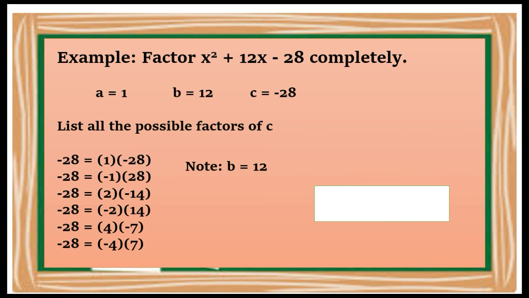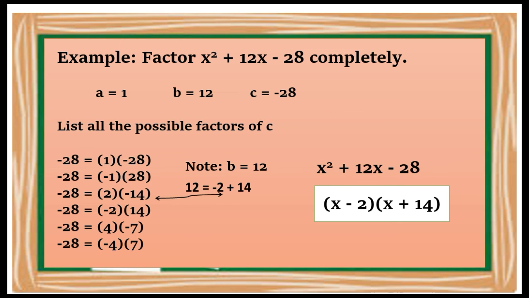Note that your b is 12. Which of these factors of negative 28 will give us the sum of 12? And here you go. 12 could be achieved by adding negative 2 and positive 14. Therefore, this is the factor that should be used to factor this expression. Thus, x squared plus 12x minus 28 could be factored into x minus 2 times x plus 14.